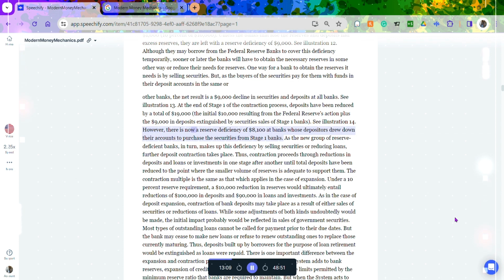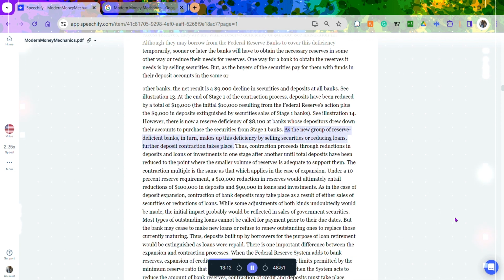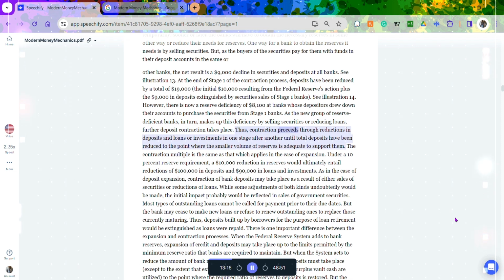However, there is now a reserve deficiency of $8,100 at banks whose depositors drew down their accounts to purchase the securities from stage 1 banks. As the new group of reserve deficient banks, in turn, makes up this deficiency by selling securities or reducing loans, further deposit contraction takes place. Thus, contraction proceeds through reductions in deposits and loans or investments in one stage after another until total deposits have been reduced to the point where the smaller volume of reserves is adequate to support them.